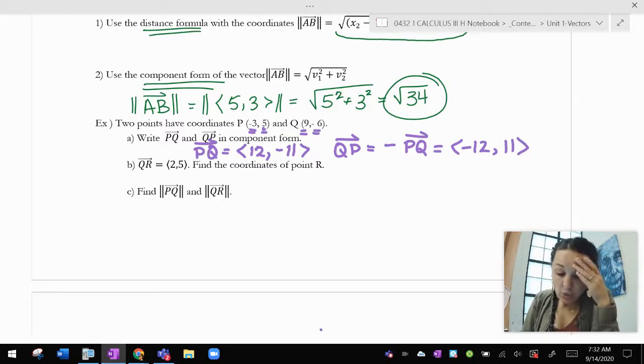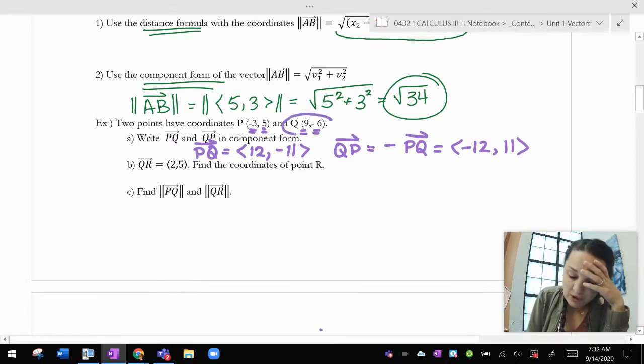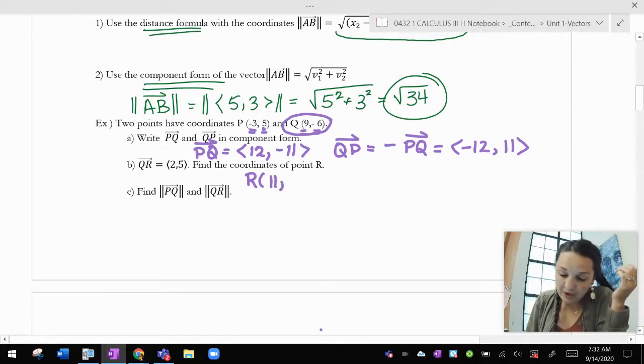It says QR is <2, 5>. So what does that mean? That means to get from point Q to point R, I have to go 2 in the X direction and 5 in the Y direction. In other words, go 2 to the right and 5 up. So if I started at (9, -6), and I go 2 to the right, I am now at 11. And if I started at -6 and go up 5, I am now at -1.